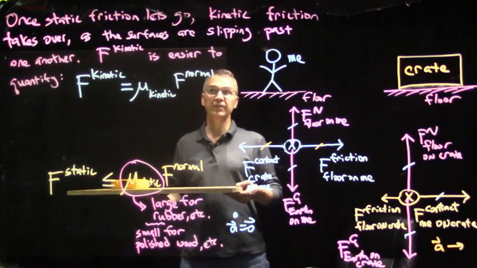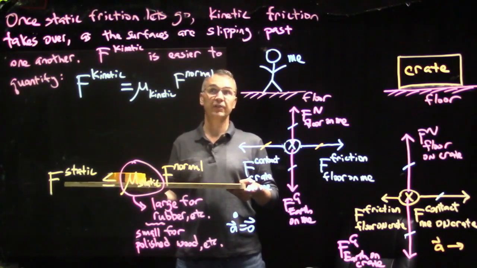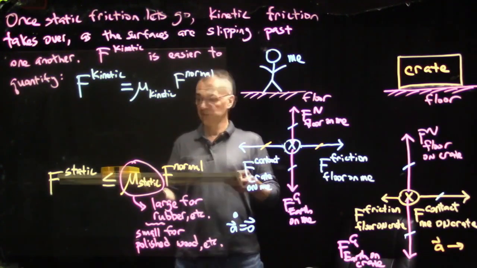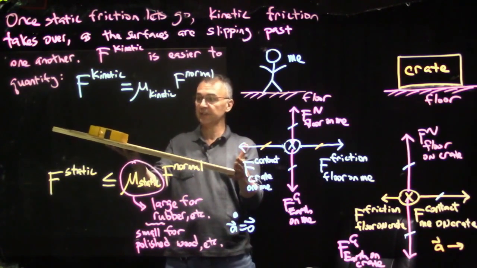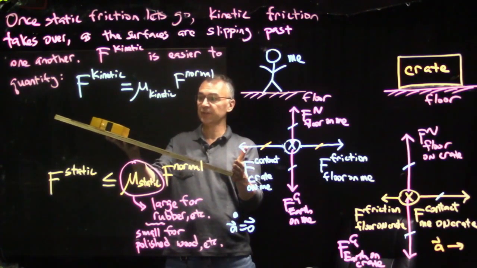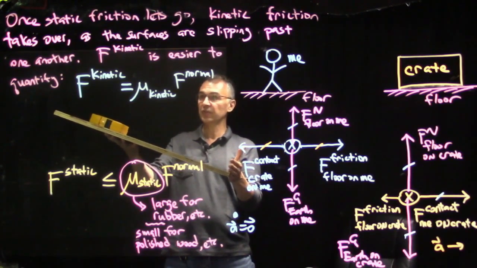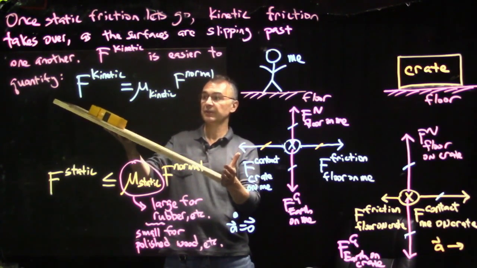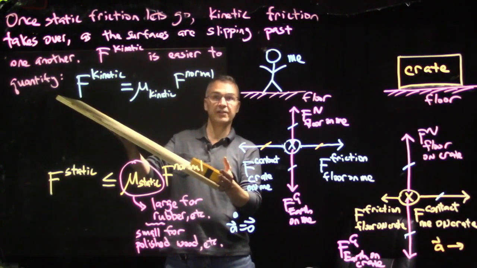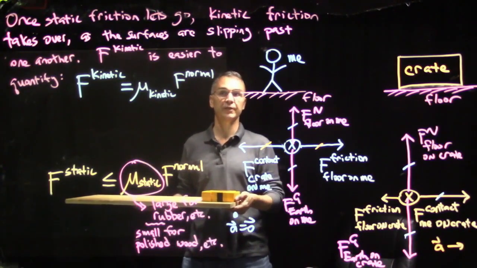So once static friction lets go, kinetic friction takes over as the surfaces are slipping past one another. So here's static friction preventing any motion from starting, but then eventually the required force of static friction is bigger than the maximum that static friction can provide, and the surfaces start sliding. Once the surfaces start sliding, you have this much easier to quantify force of kinetic friction. So let's see that happen. Once they actually are slipping, then you have kinetic friction rather than static friction.